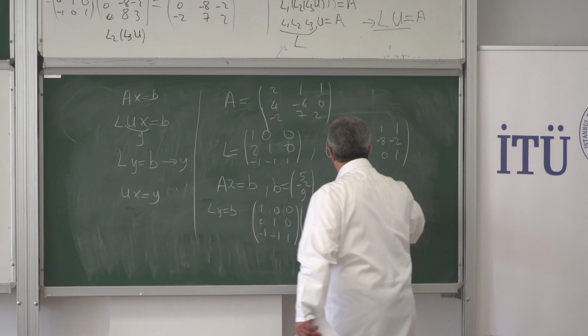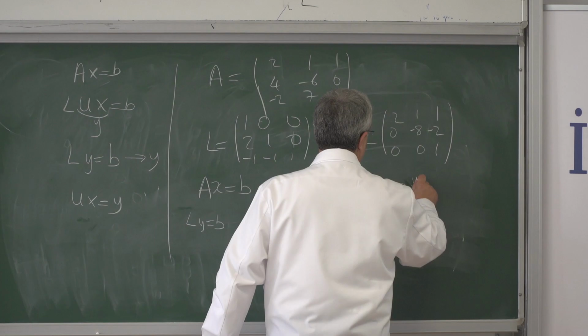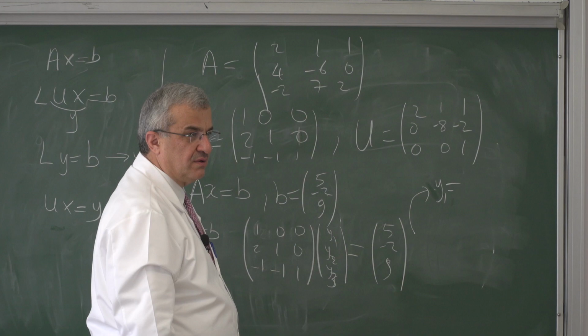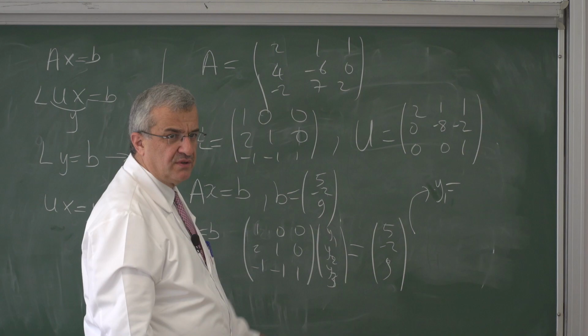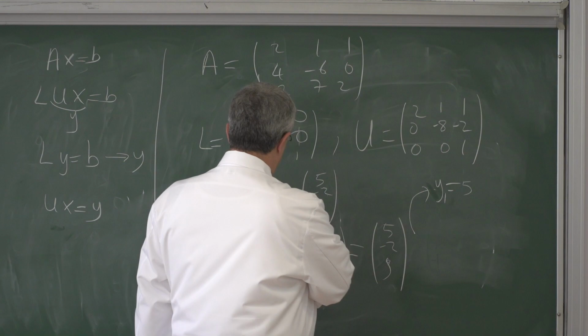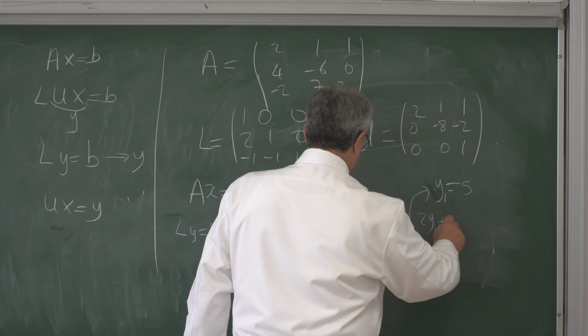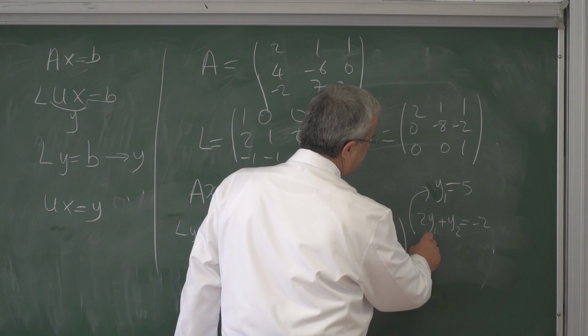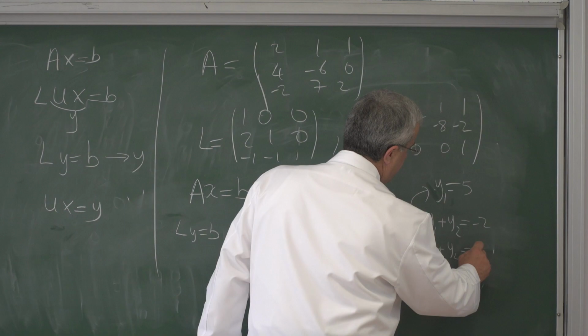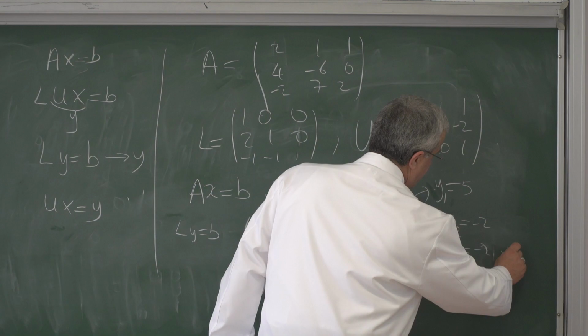So what do I have here now? What is y1? Good. And the second equation, 2y1 plus y2 is equal to minus 2. So y1 is 5, then this is 2 times 5 plus y2 equals minus 2, so this is 10. So y2 is minus 12.